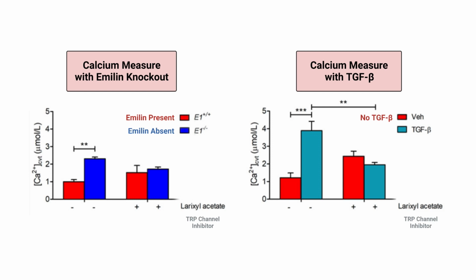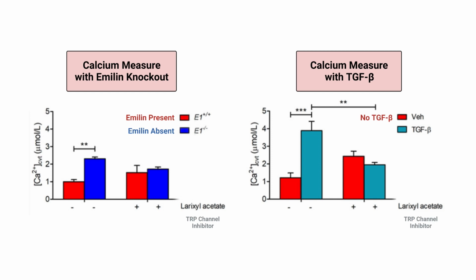So again, they're taking arteries from animals that have Emilin and animals that do not have Emilin, Emilin being the protein that sequesters TGF-beta. And they saw that when Emilin was absent, so was not in the arteries, there was an increase in the amount of calcium that was influxing, that was going into the smooth muscle cells. So again, this kind of shows more proof that you've got greater contraction, greater myogenic tone.